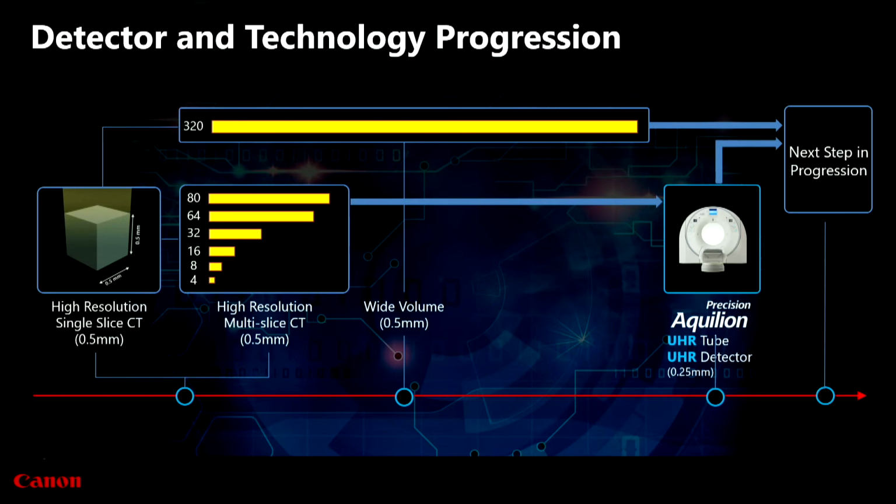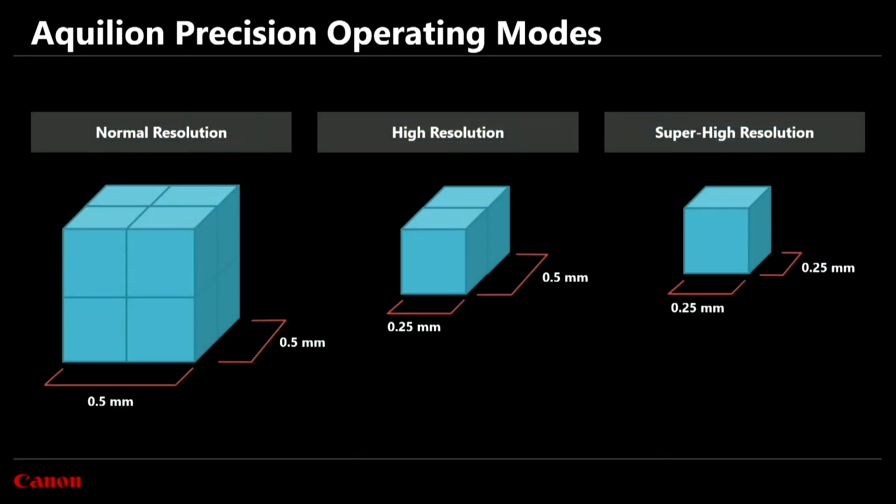But for deep learning, obviously we need the data and we need the models. So if you look at the Aquilion Precision, it has a number of operating modes. One is the super high resolution mode, where the detector is at 0.25 by 0.25. But you can also operate the scanner in the normal resolution mode of 0.5 by 0.5. So it also turns out, from a given scan, you can produce a reconstruction at super high resolution, and for the same scan, you can produce images at the normal resolution.